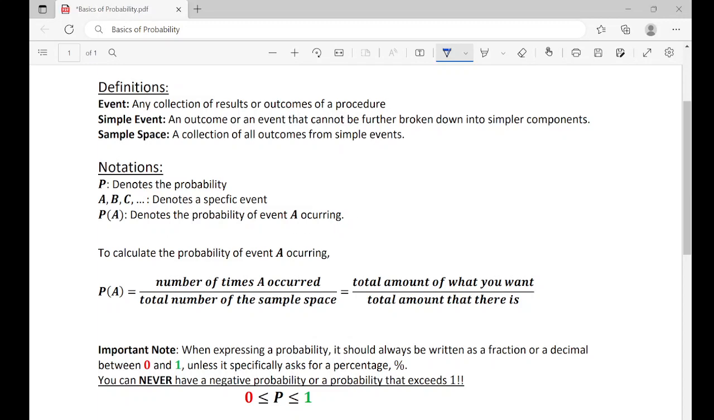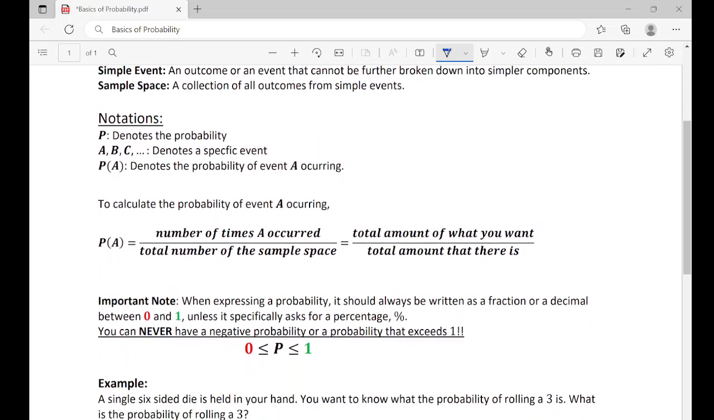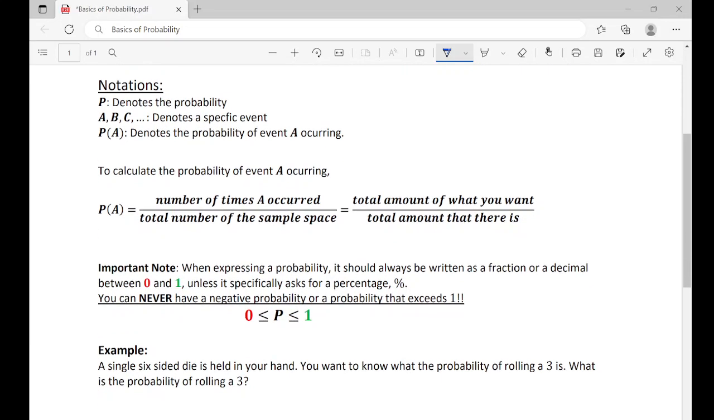So that's all well and good, but how do you calculate it? How do you figure out what it is? Well, the probability of A is formally the number of times A occurs over the total number of the sample space. Another way to look at it is the total amount of what you want, which is what's in A, over the total amount of what there is, which is N.